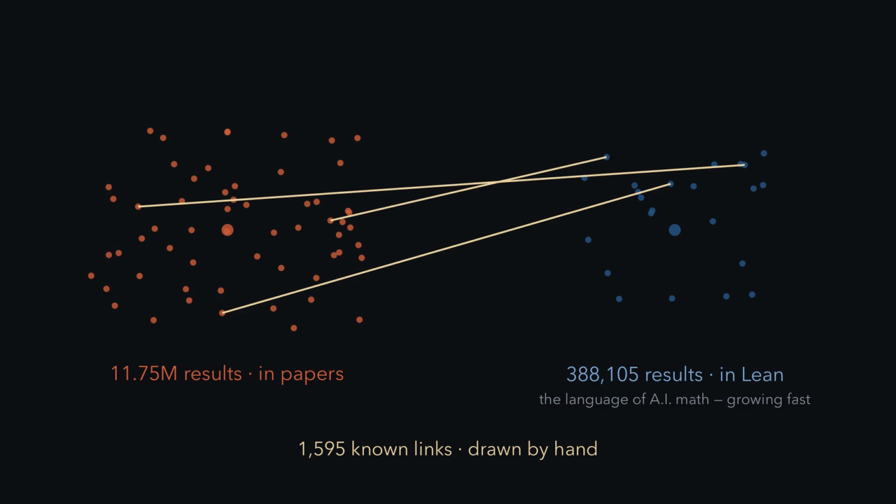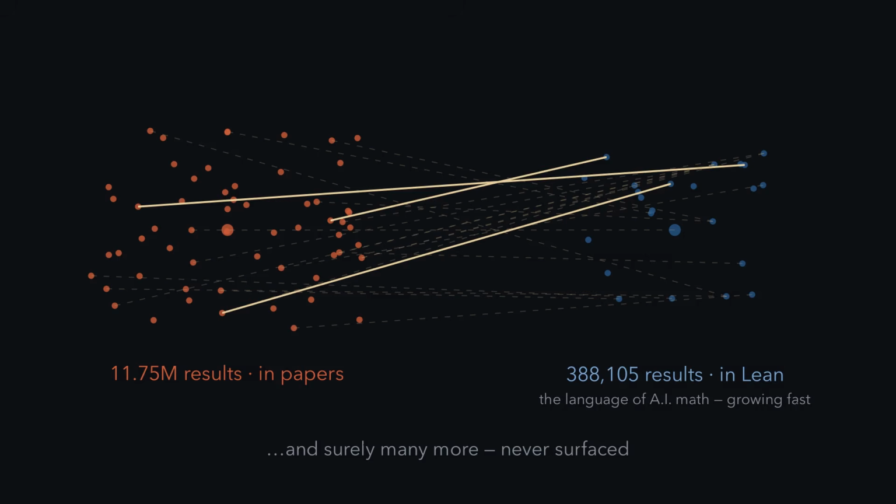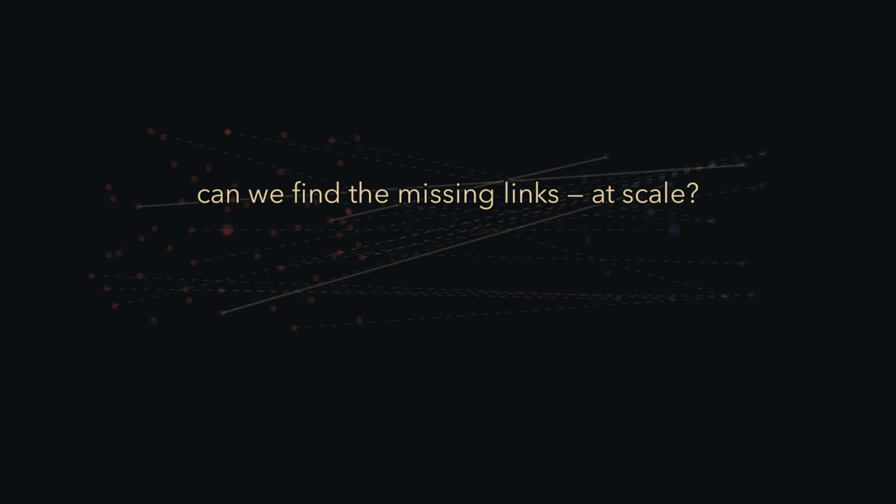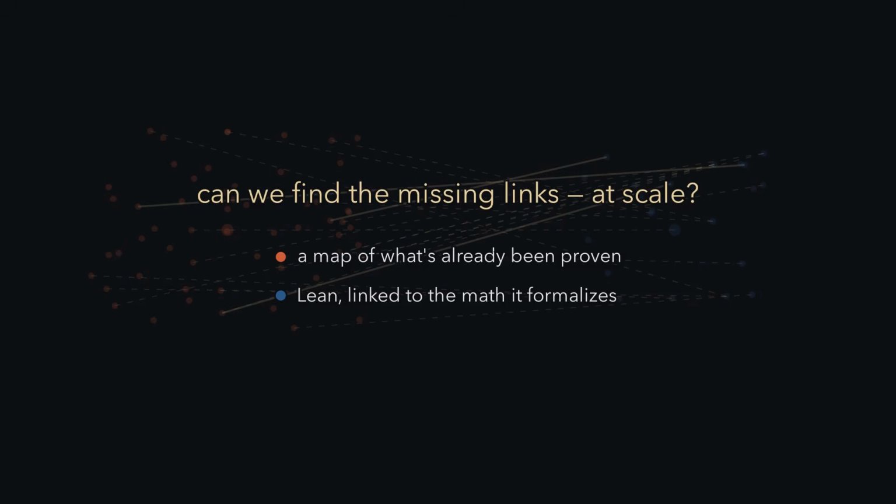But because informal math predates formal math, we find that the same result gets proved in both worlds again and again. There are far more links between these two corpora that stay hidden because annotations only extend so far. So here's the question that drives this work. Can we find these missing links at scale? If we do it, we get a map of what's already been proven, and with Lean at the statement level, we can see the math it formalizes.